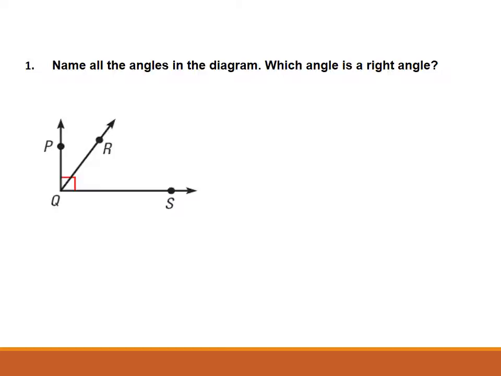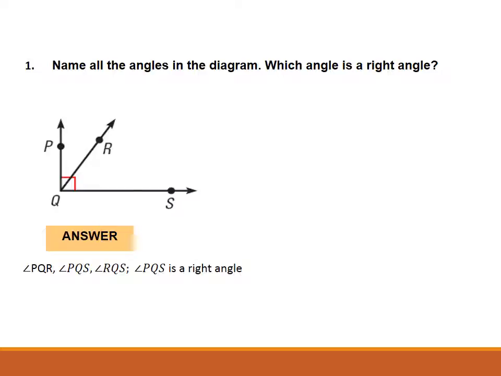Okay, so are you able to name all the angles in the diagram? Well, we have angle PQR. Remember, you must use Q in the middle. So PQR is smaller than 90. Angle PQS, that's the bigger angle. That is the 90 degree.